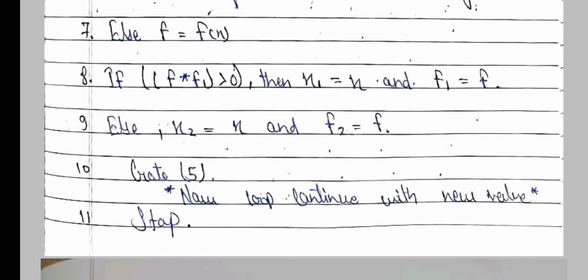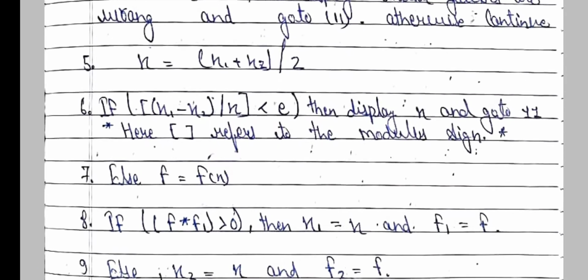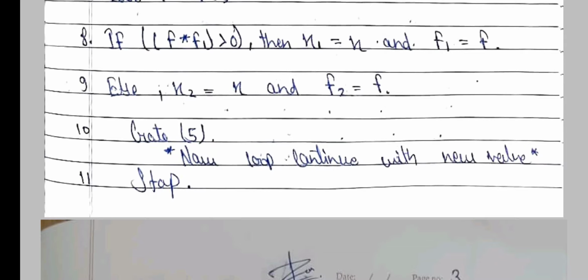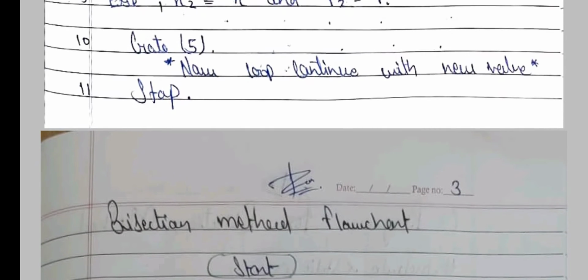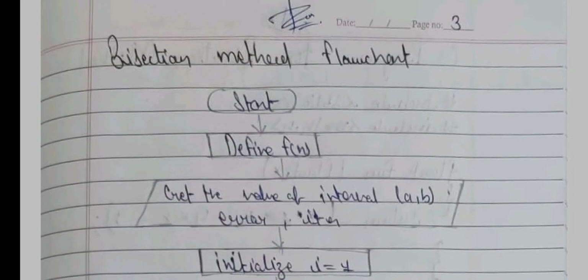One of the steps from the eighth or ninth will be executed. In the 10th step, go to step 5 will be executed, or the 'go to 5' step says the root, and in the 11th step it says stop. Now we will look at the flowchart.